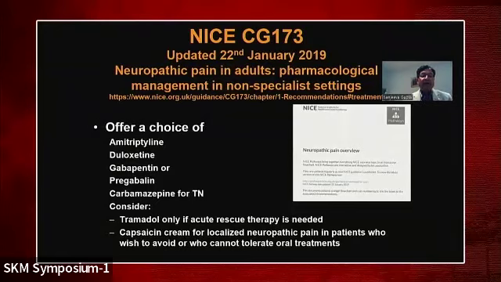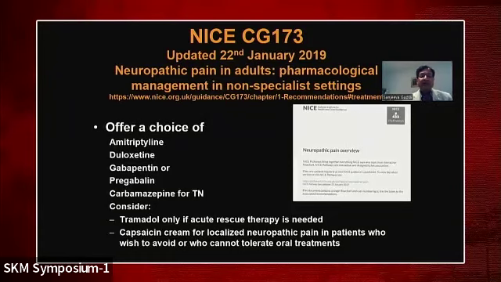For trigeminal neuralgia, specifically it says carbamazepine. It also suggests consider tramadol only if acute rescue therapy is needed, while the above mentioned amitriptyline or gabapentin are still taking effect. As you can understand, tramadol has two different ways of working, like an opioid, and some of its action is like amitriptyline. It inhibits the reuptake of serotonin and noradrenaline. That can also help neuropathic pain.